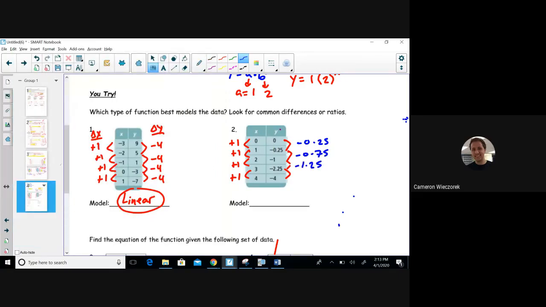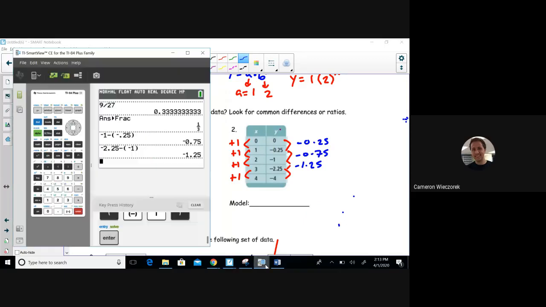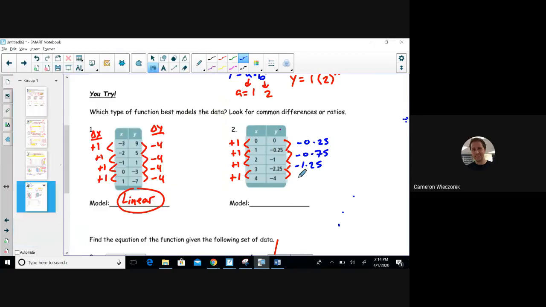And then from negative 2.25 to negative 4, we'll do the last trick here. Negative 4 minus negative 2.25. So that drops by negative 1.75. Okay, well, it's not linear because that change in y value is not the same value, whereas the change in x is staying the same the whole time. So it's not linear. We already saw before it doesn't multiply by the same amounts every time.